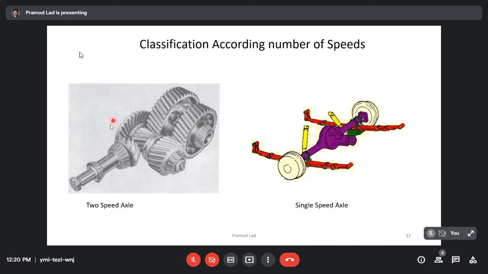This type of arrangement is mainly used for tipper type applications where the vehicle is fully loaded or many times overloaded, and then you run it in the low gear and reach the destination with the load, and when the vehicle is empty and returning, you can select the higher gear ratio. Thereby you can save fuel because the higher gear will give you higher road speeds. That is the intention behind this design.